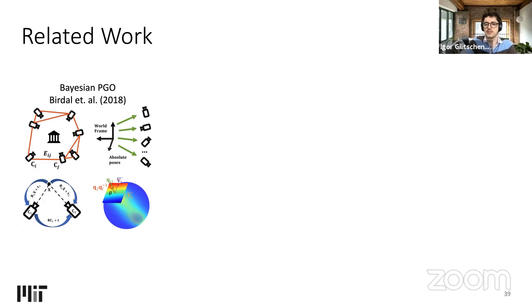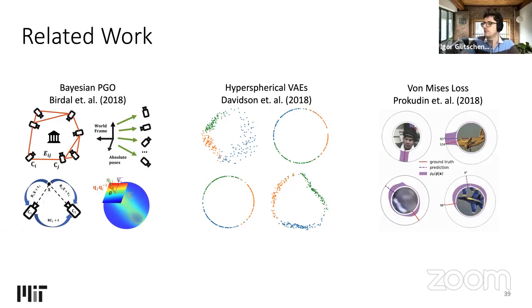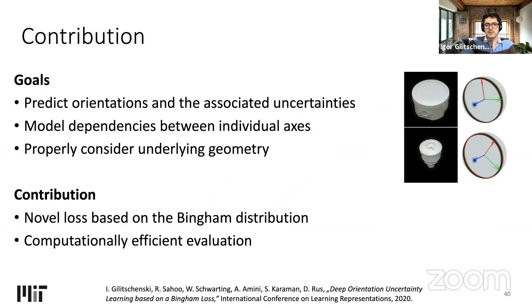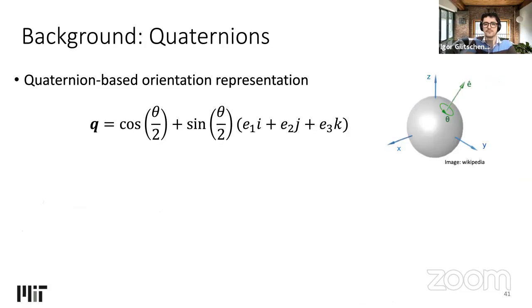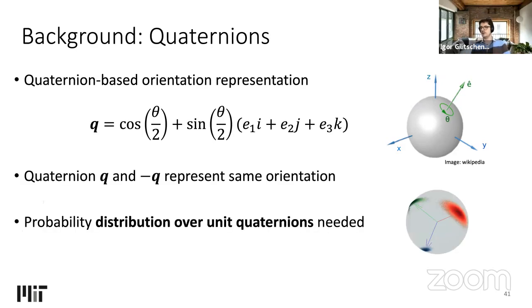For example, for initializing pose-graph optimization, for hyperspherical variational autoencoders, and for von Mises-based estimation of circular quantities. In our case, we were interested in estimating orientations, because in robotics, that's the quantity that we usually look at. If we want to deal with objects and register objects, we're interested in orientations, and we want to do this using quaternions. I think in this round, I don't need to introduce quaternions in detail.